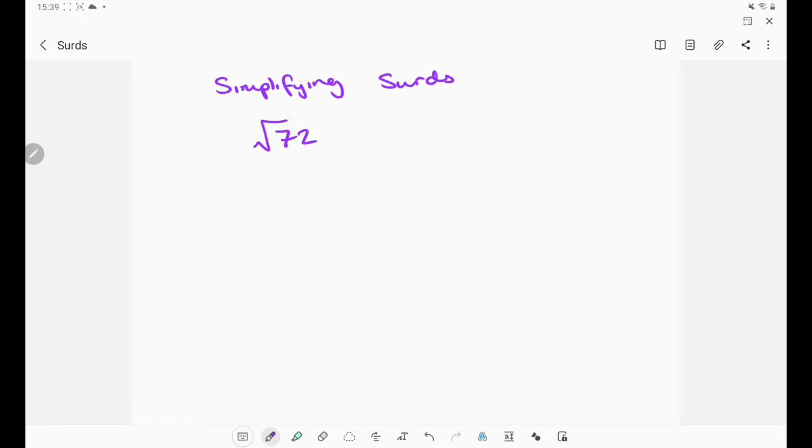Now if I said root 72 to you, fair enough, that's fine. But you'll see later on in questions that if you're working with root 72, you're possibly going to miss options of how you can manipulate that surd. So we are going to simplify it to maximize the things we can do with it. Notice there's a square root there, and that's really, really important.